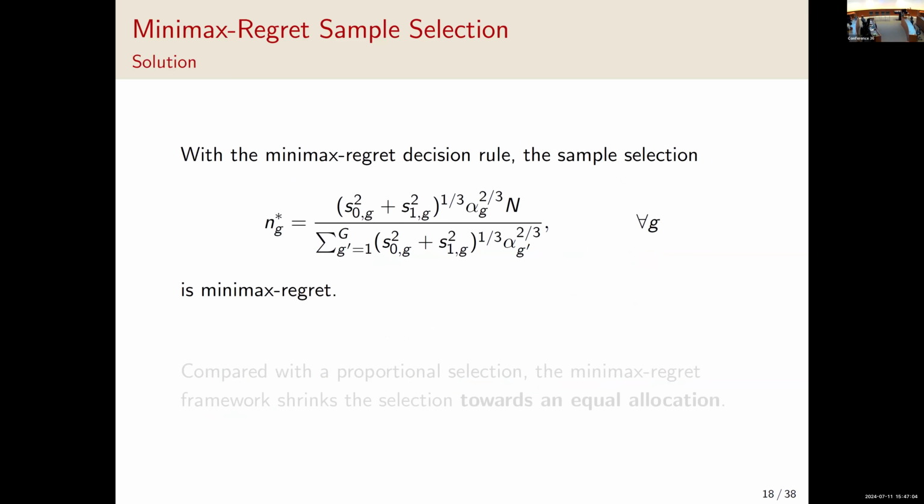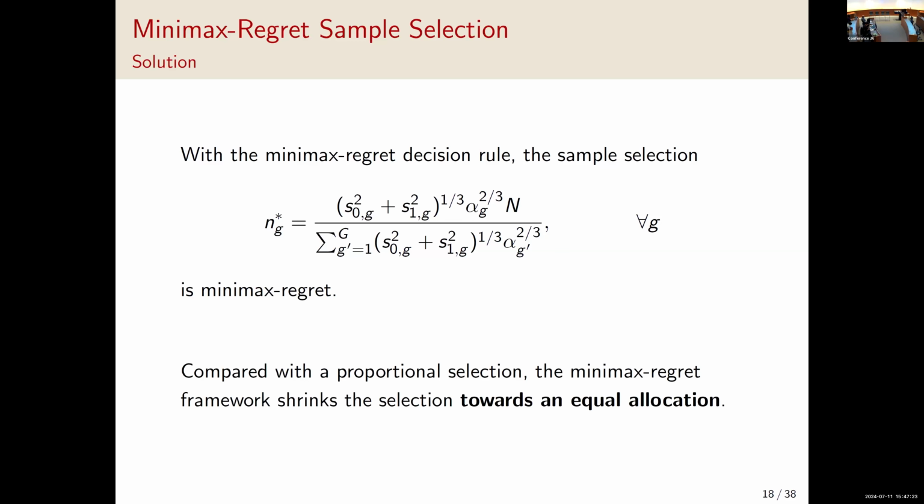And since this is Minimax-Regret for all sample selection, the second step, we fix this decision rule and show that this following sample selection is Minimax-Regret. Recall that this alpha G is the weight we use in the utility function. So this is to say that compared with a proportional selection, this Minimax-Regret framework shrinks the selection towards an equal allocation.